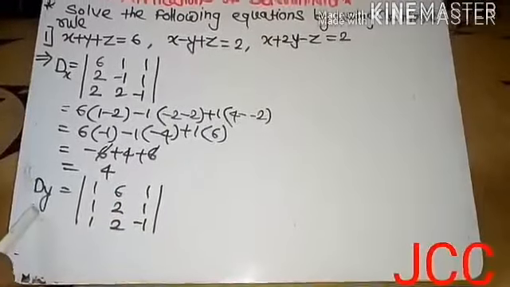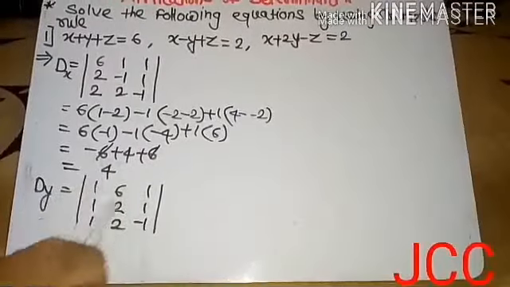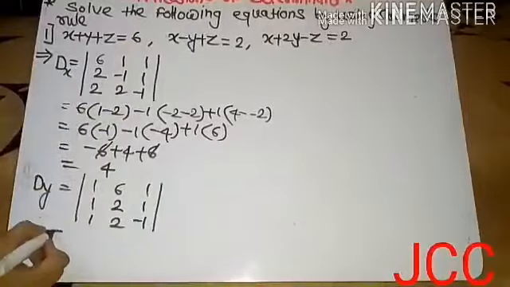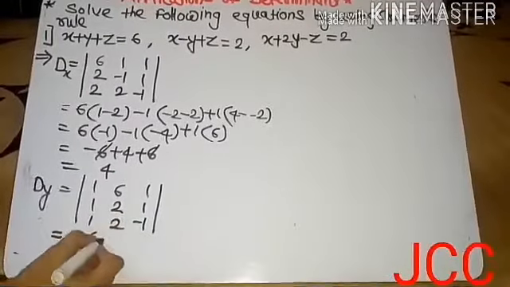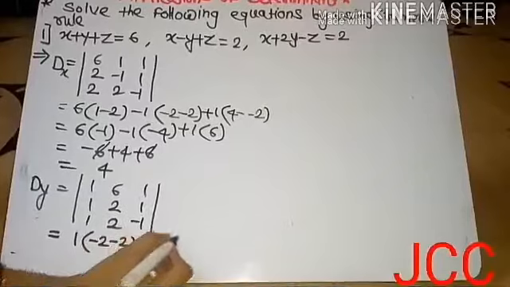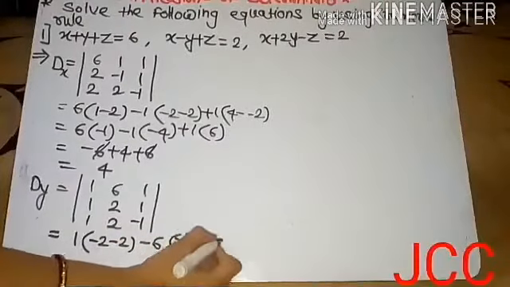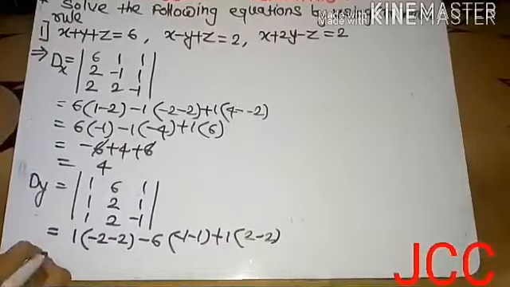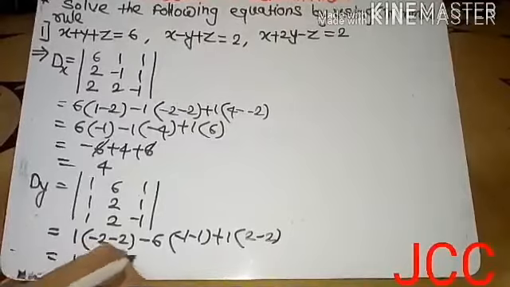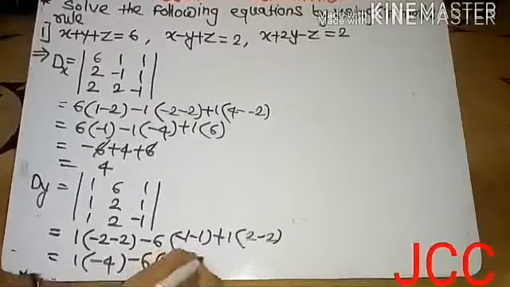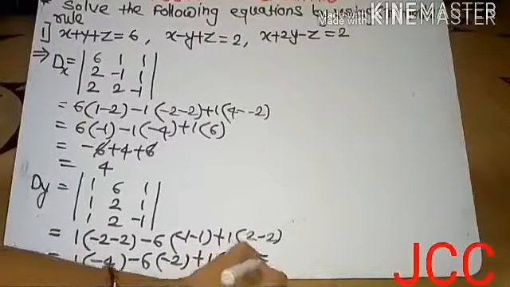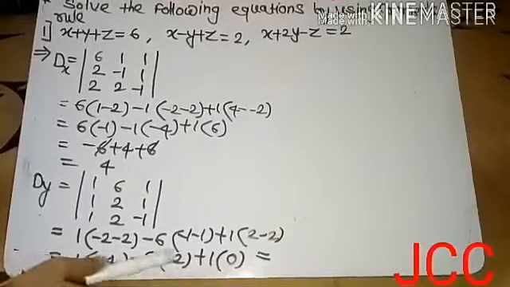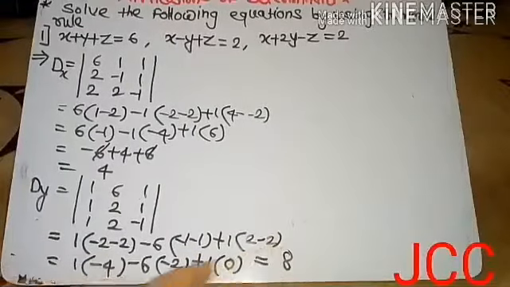म्हणजे dy सॉल्व करायचं असेल तर x चे आणि y चे कोएफिशिएंट, x चे आणि z चे कोएफिशिएंट ॲज इट इज घ्यायचे आणि y च्या जागेवर आपल्याला राइट साइड चे एलिमेंट्स. नाउ सॉल्व 1 अगेन -2 -2 -6 -1 -1 plus 1 2 minus 2, that is equal to 1 minus 4 minus 6 minus 2 plus 1 0, that we calculate minus 4 plus 12 and this one is 0, minus 4 plus 12 is 8.